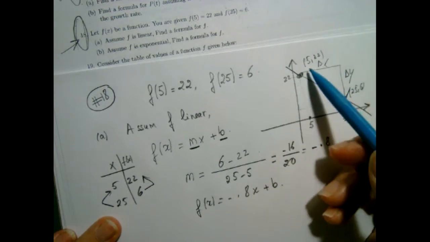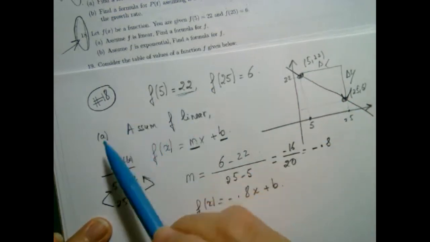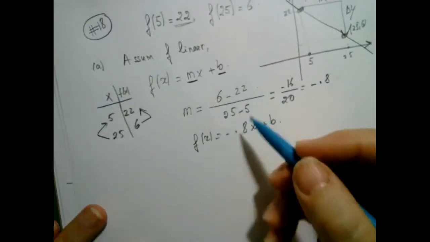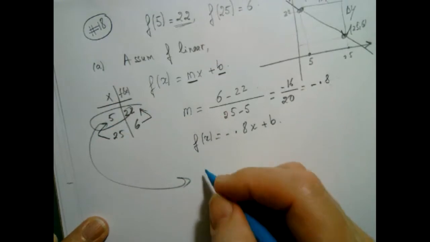Be careful, b is not 22. A lot of you are still confusing that. B is not 22. I don't know the b in this case. Now you can use a point here. So you say, okay, this is a point on the line.